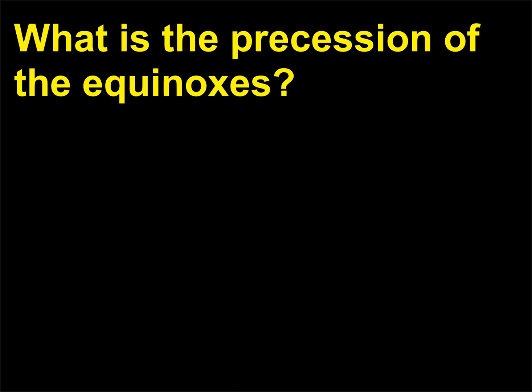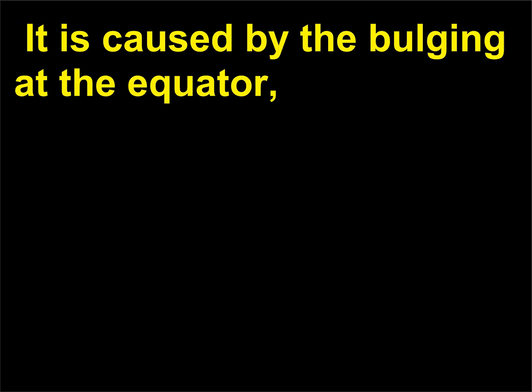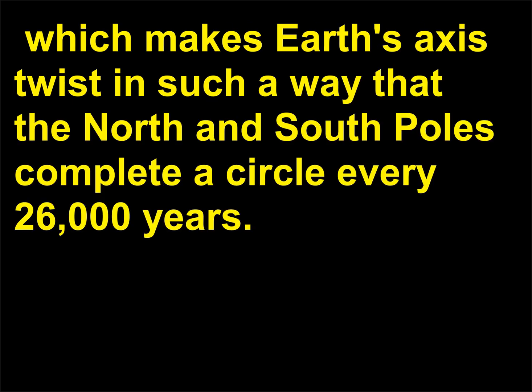What is the precession of the equinoxes? The precession of the equinoxes is the 26,000-year circular movement of Earth's axis. It is caused by the bulging at the equator, which makes Earth's axis twist in such a way that the North and South poles complete a circle every 26,000 years.